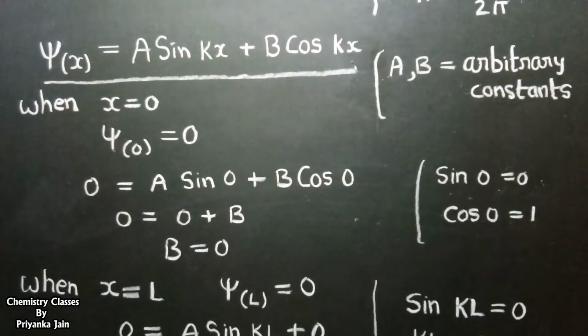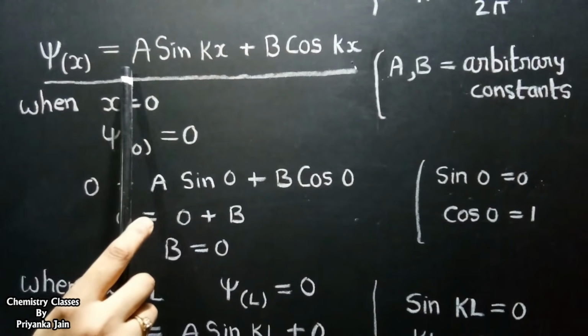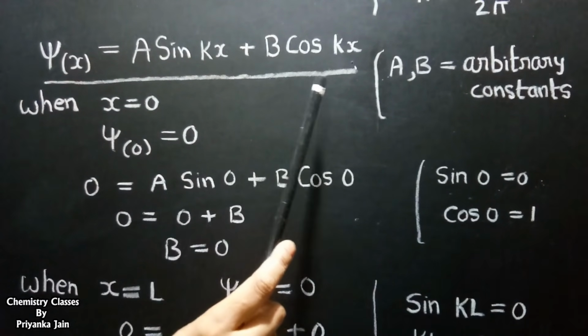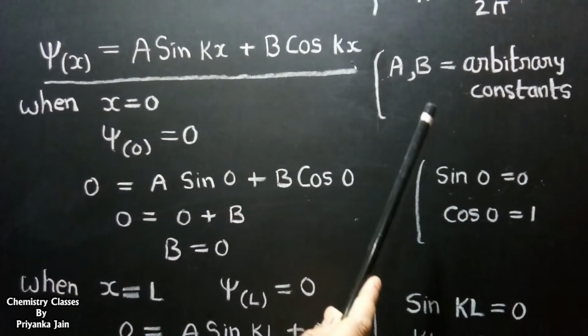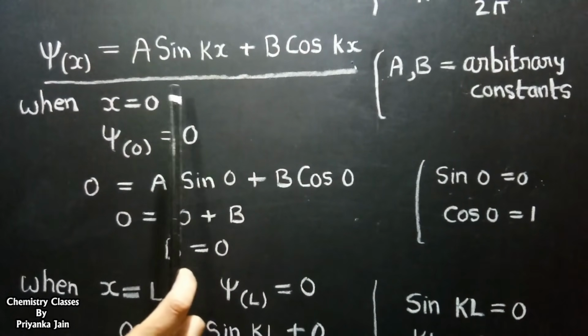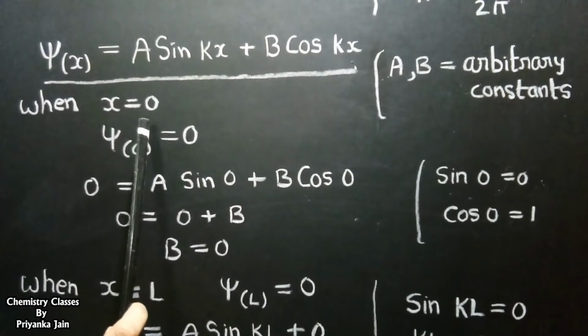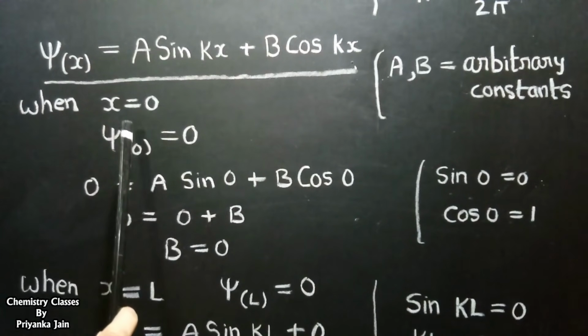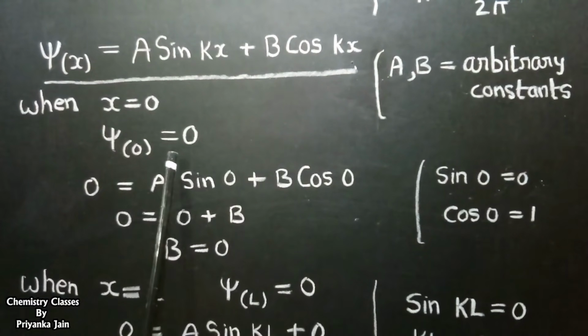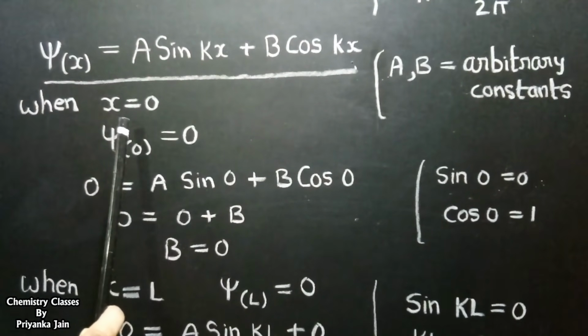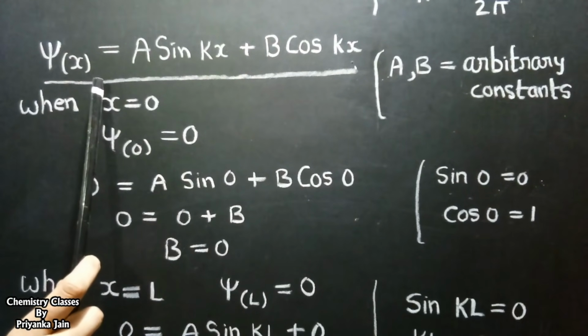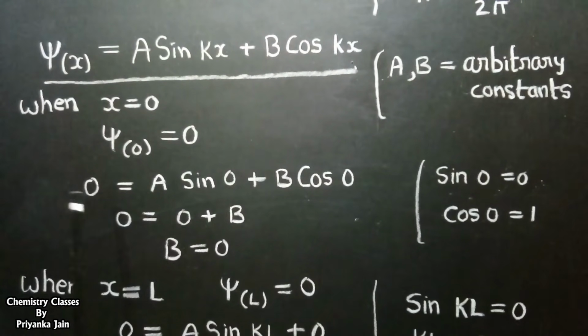The wave function can be represented in terms of trigonometric functions, and the equation for this is like this: psi x is equal to A sin kx plus B cos kx, where A and B are arbitrary constants. So there are two conditions. When x is equal to 0, this is at the boundary, so psi 0 will be equal to 0 because the probability of finding the electron at the boundary is equal to 0. And when we put these values of x and psi in this equation, it takes the following form: 0 is equal to A sin 0 plus B cos 0.